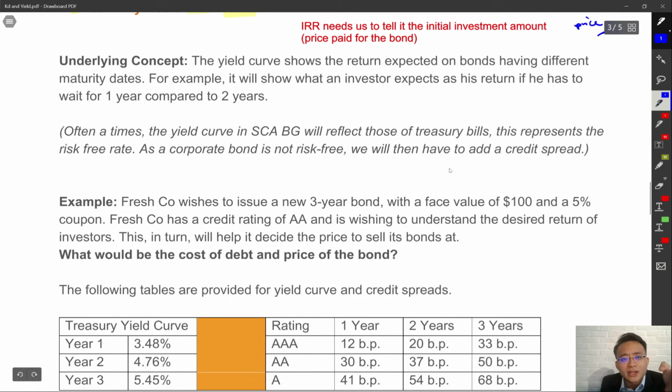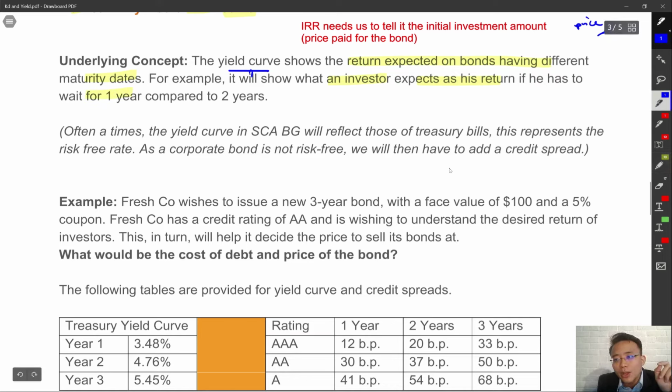So how would they do that? Here is where the header comes in. Remember the header said yield curve? Now, the yield curve will show you the return expected on bonds that are having different maturity dates. So the yield curve is a piece of market information. It shows you what the market is expecting for their returns. So if I'm an investor in the market, I would show through the yield curve what I expect as my return if you make me wait for 1 year.